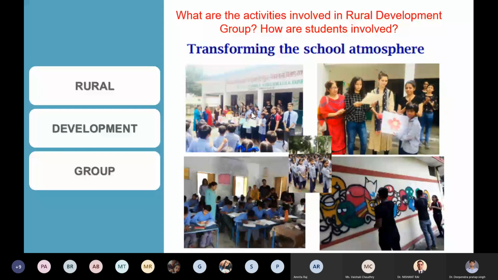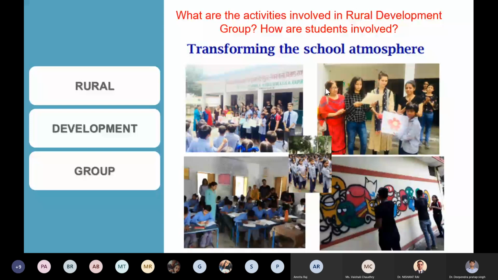And this is how we transform the school atmosphere. We also organize poster competitions, drawing and art competitions, and a small dance competition, to जो उनके बच्चों के अंदर का जो वहाँ का उनकी जो इनबिल्ट जो क्वालिटीज हैं, उनको निखारने के लिए we have this type of activities, right?